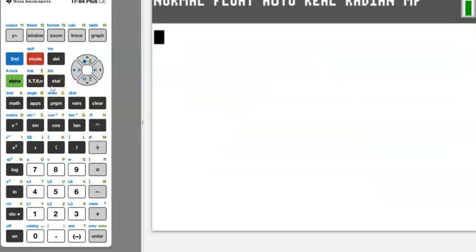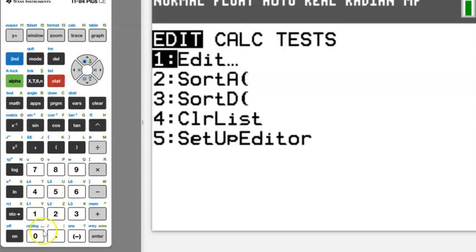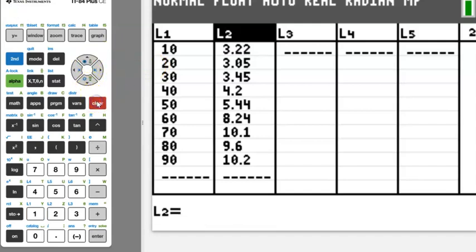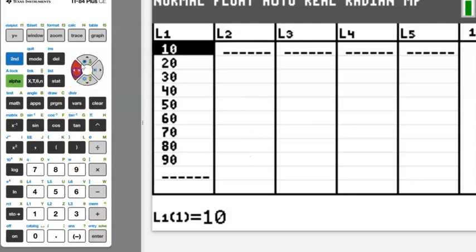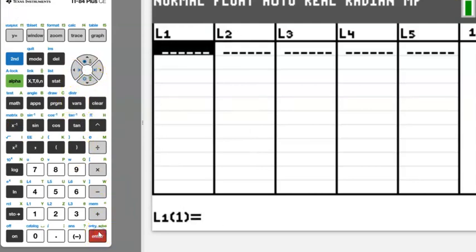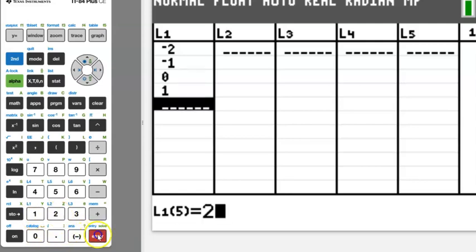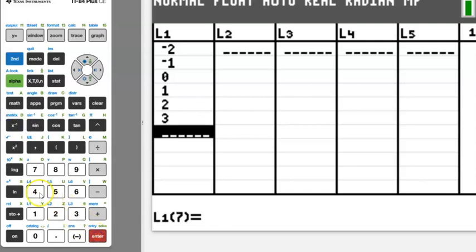Then in order for us to do that, we go to stat and then to our list. Ensure that list 1 and list 2 are empty, or you can use list 3 and list 4 because those are available. But for clarity, let's just clear the data from list 2 and we also clear the data from list 1. Then in list 1, we put the values of x. We have -2. Notice that we use the negative sign. Enter, we have -1. We enter, we have 0. Enter, you have 1. Enter, you have 2. Enter, you have 3. Enter, and you have 4. You enter.